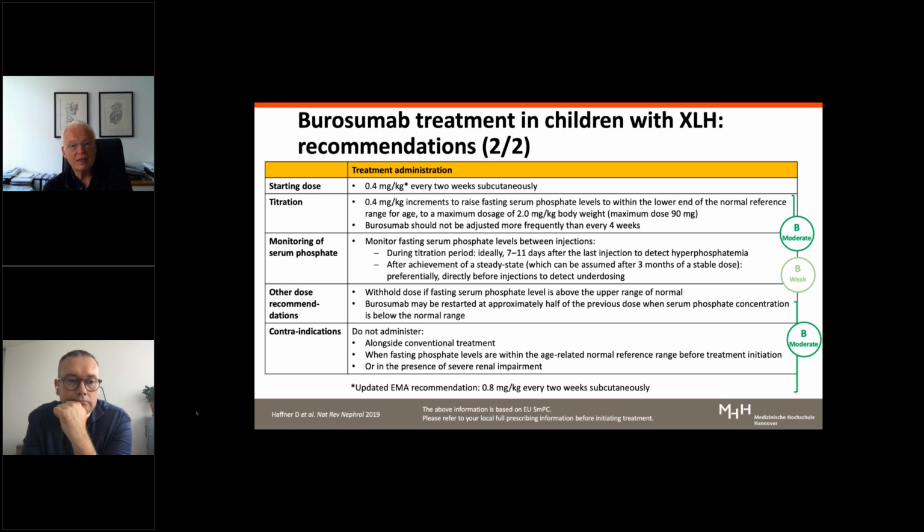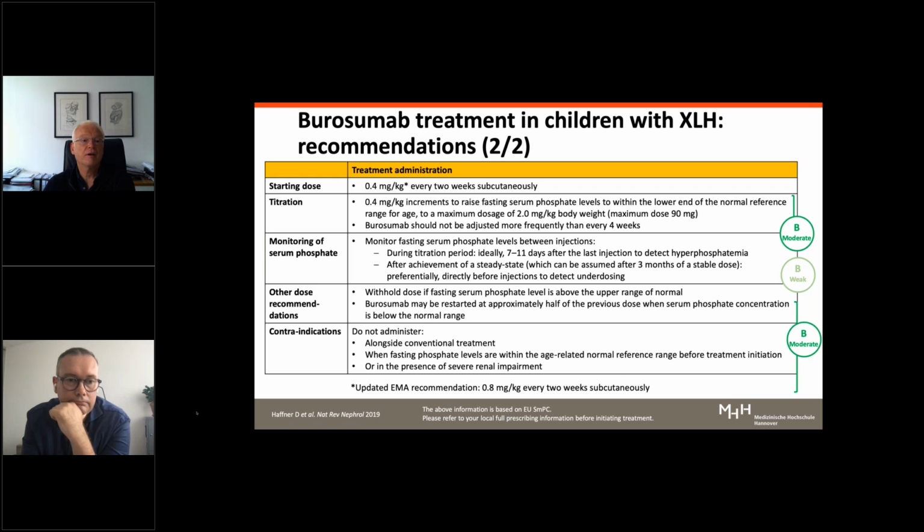hypophosphatemia. If you have a steady state, which is usually assumed after 3 months, you have a stable dosage, and then you want to exclude hypophosphatemia, it's recommended to do this maybe directly before the next injection. So that's not mandatory, but if you want to exclude hypophosphatemia, you always have to check when the drug was given. And many patients and doctors get confused because the serum levels are rather changing, but it's just due to the different time intervals between giving the drug and measuring serum phosphate.